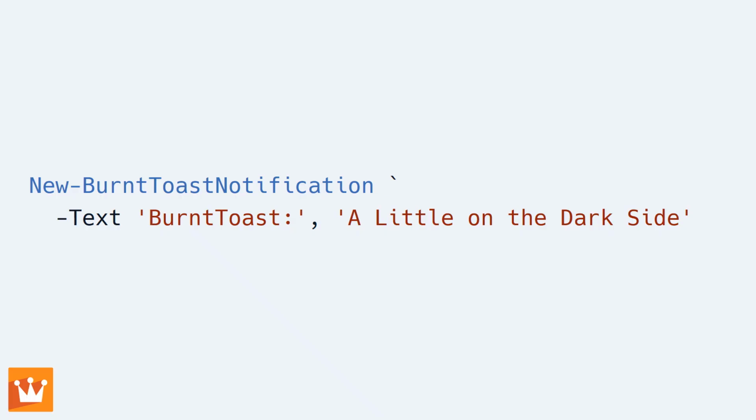So, let's get straight into BurntToast. This is about as basic of a toast as you could create. All of these examples are going to be using the New-BurntToastNotification function. And in this example, creating a toast that has the header, BurntToast, and the text under it, a little on the dark side. How I know which is the title is it's literally the first string in that array going to the text parameter.